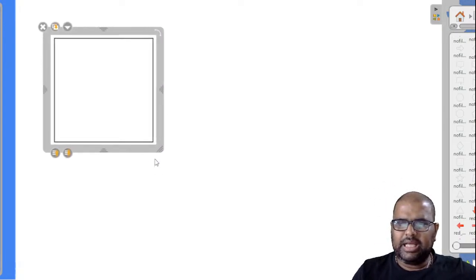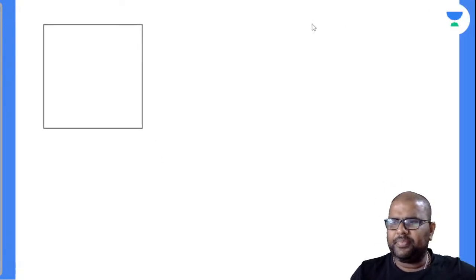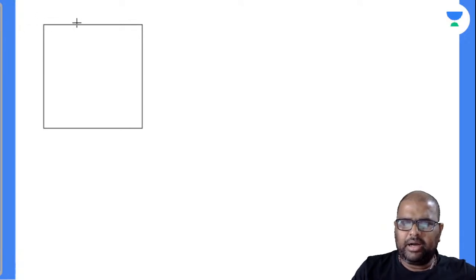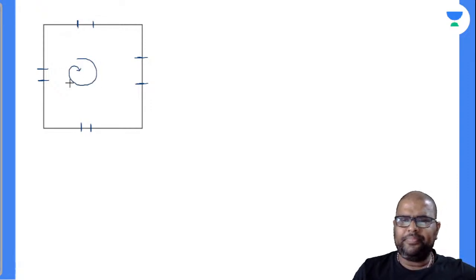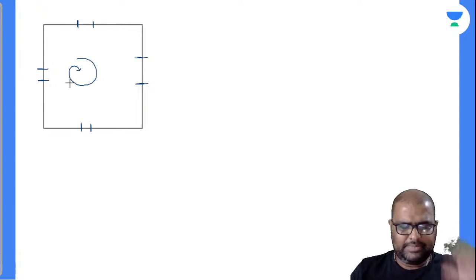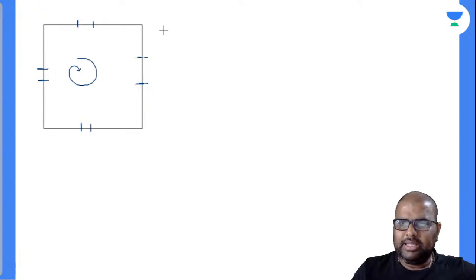Let us suppose I have a square here. I have kept 8 chairs, 2 on each side. 1, 2, 3, 4, 5, 6, 7, 8. Now see, if you keep chairs around an object, then you can consider it as a circular table only. If the chairs are around the object, you can consider it as a circular table only. Now there are 8 persons.